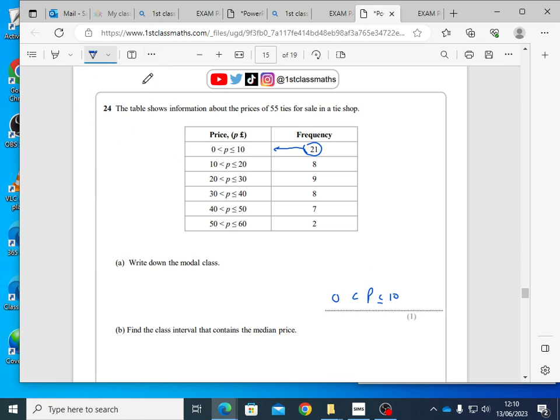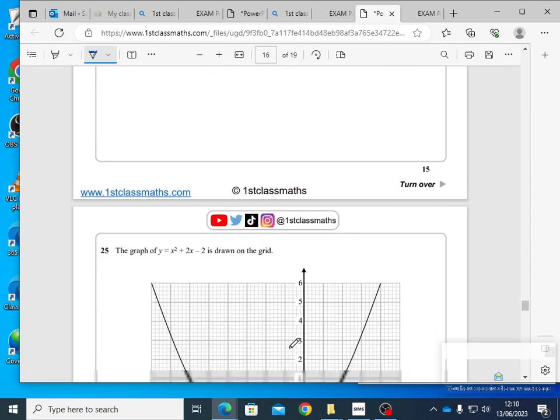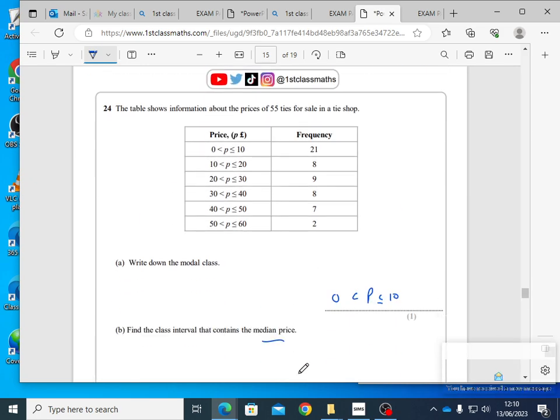Now, next thing is, I'm just going to erase that out. It goes: find the interval for the median class. It normally tells you to find out the mean, but it hasn't. So that's okay. So the median class: there are 55 values. If you've got 55, you always add 1, then divide it by 2. So that gives me 56 divided by 2, which gives me 28.